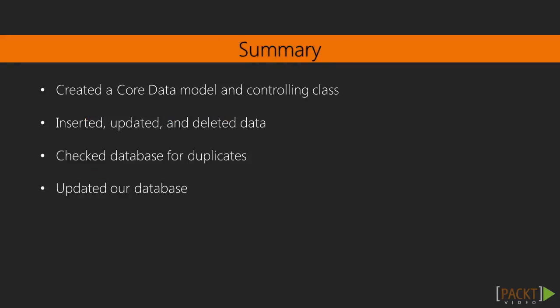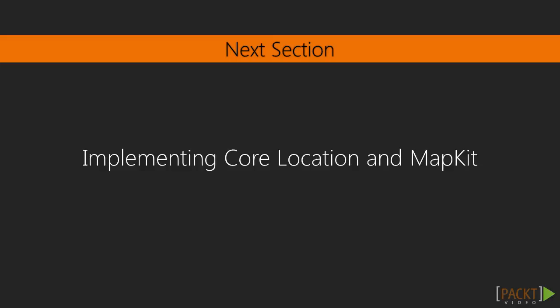So in summary for this section, we've created a core data model and controlling class. We've inserted, updated, and deleted data from the database. And we've checked the database for duplicates. And finally, we updated our database. In the next section, we're going to start implementing core location and MapKit.